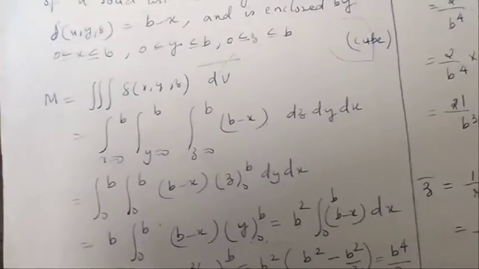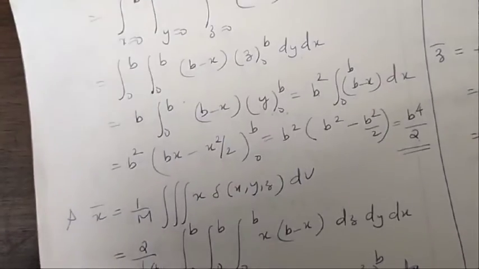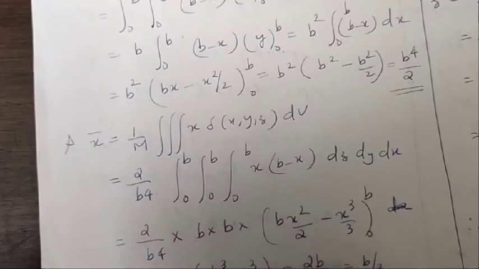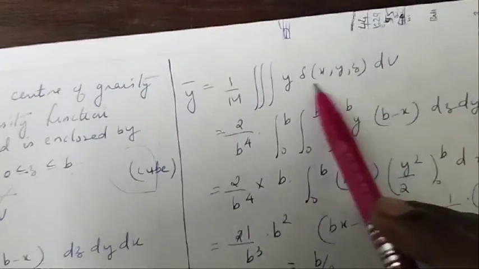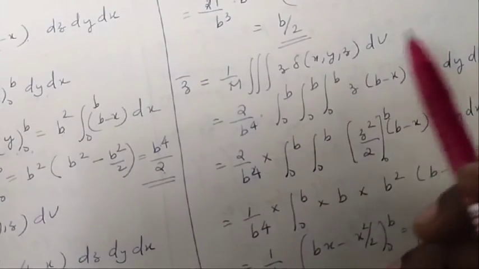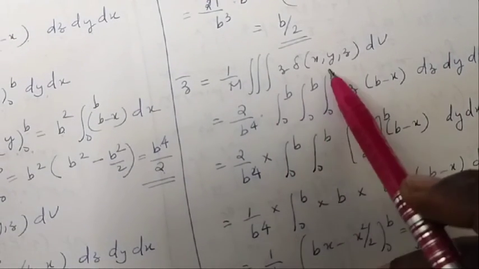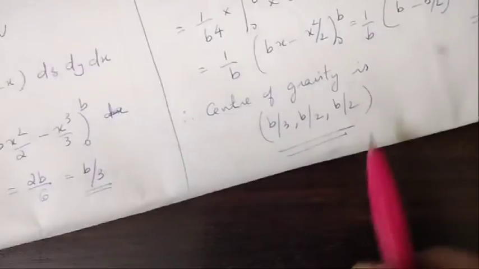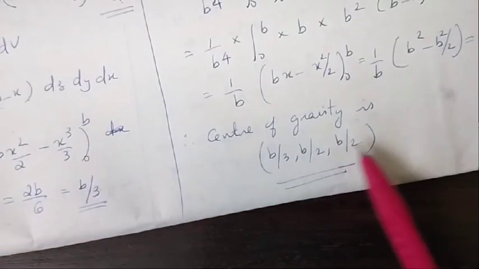Okay. Next x bar. What is x bar? X bar is 1 by m triple integral x into delta. So x into b minus x. So again easily we can integrate. So the answer is b by 3. And y bar is 1 by m into triple integral y delta. So it is again b by 2. With respect to z integrating, z bar is 1 by m triple integral z delta of x, y, z dV. So again it is b by 2. Okay. So the centroid is b by 3, b by 2, b by 2.